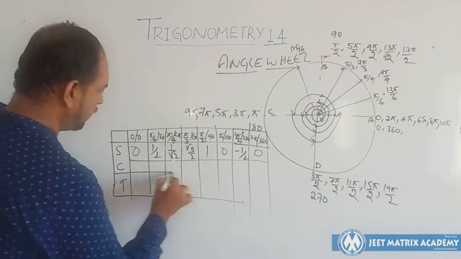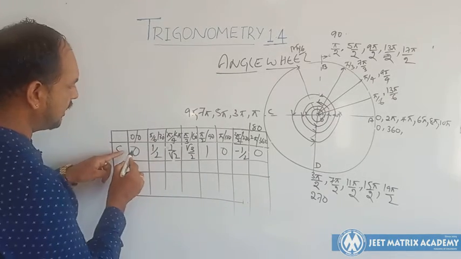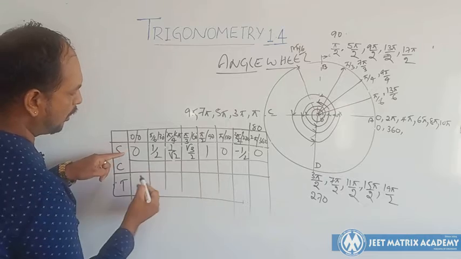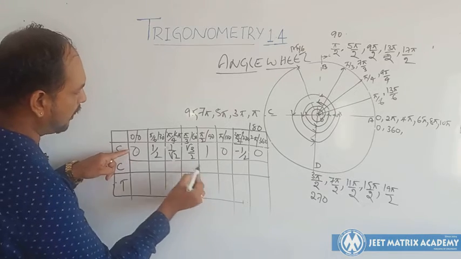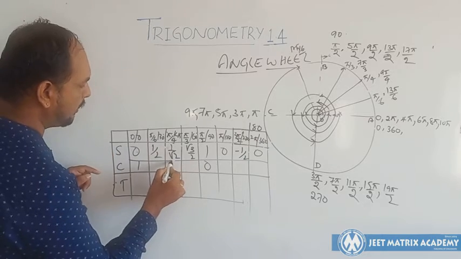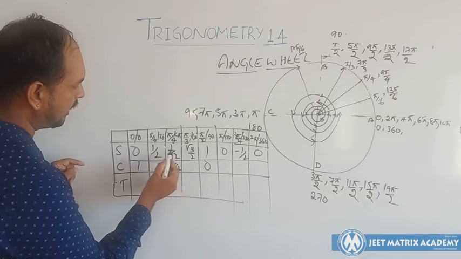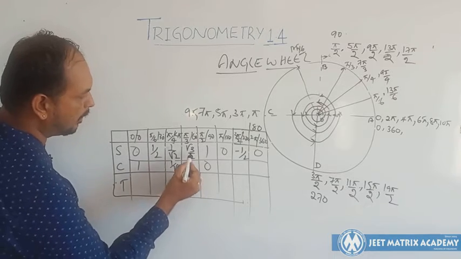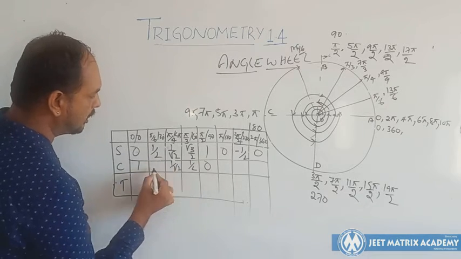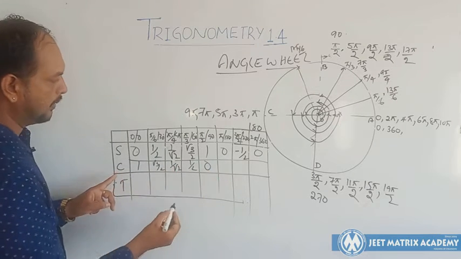Now if you have done at least one row, the rest of the rows will be very easy. Here 0, here 1. So alternate. 0 will come here, 1 will come here, without thinking. So this will be again 1 by 2, and 45 is always 1 by root 2. So again 1 by 2 here, below 60 degree it will be 1 by 2, and here root 3 by 2.